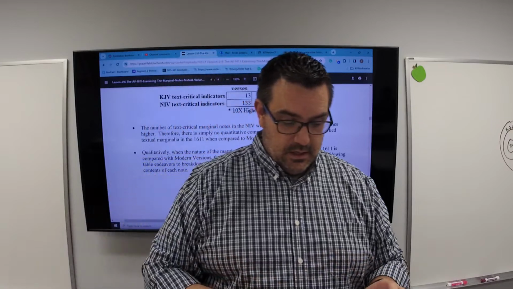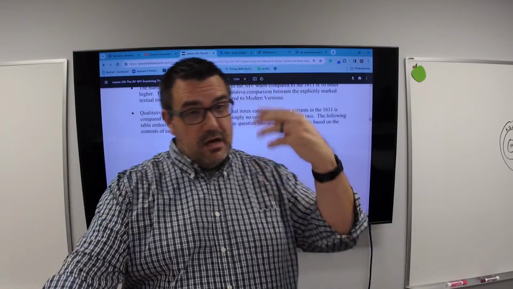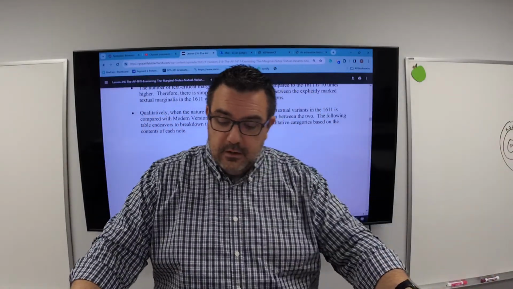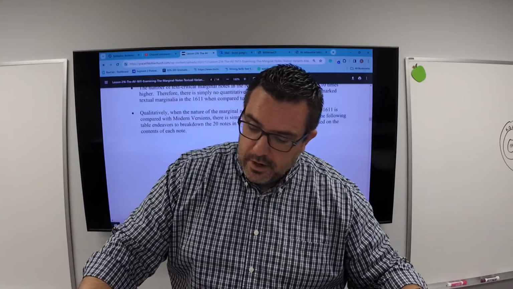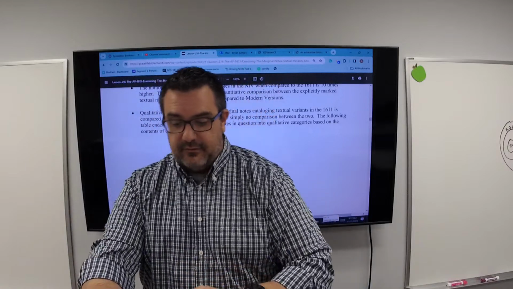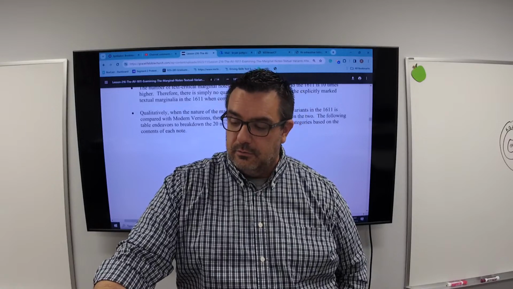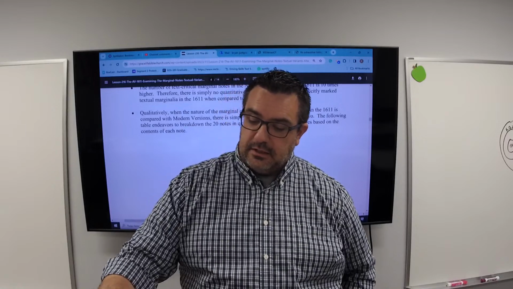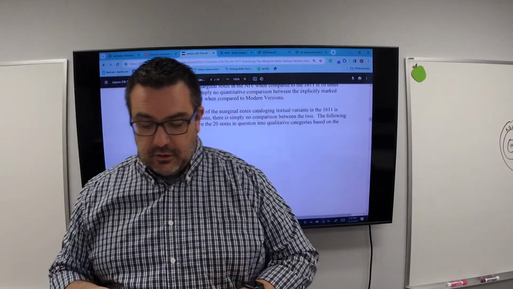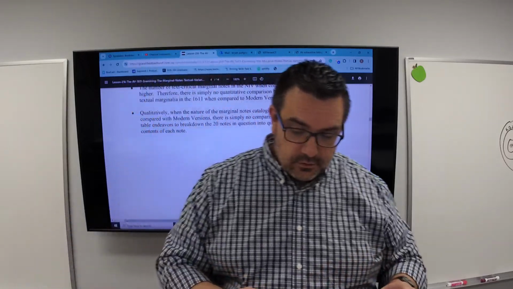Okay? Now, let's move on to qualitatively. So quantitatively would be number. Qualitatively would be the nature of the difference. Okay? Qualitatively, when the nature of the marginal notes cataloging textual variants of the 1611 is compared with modern versions, there's simply no comparison between the two. The following table endeavors to break down the 20 notes in question into qualitative categories based on the contents of each note. Okay? So go to the top, page 5.